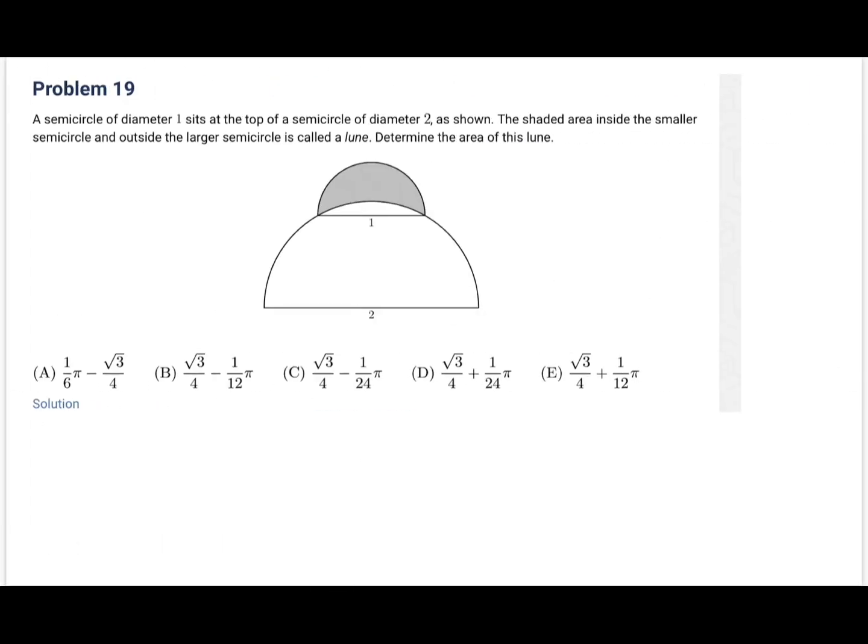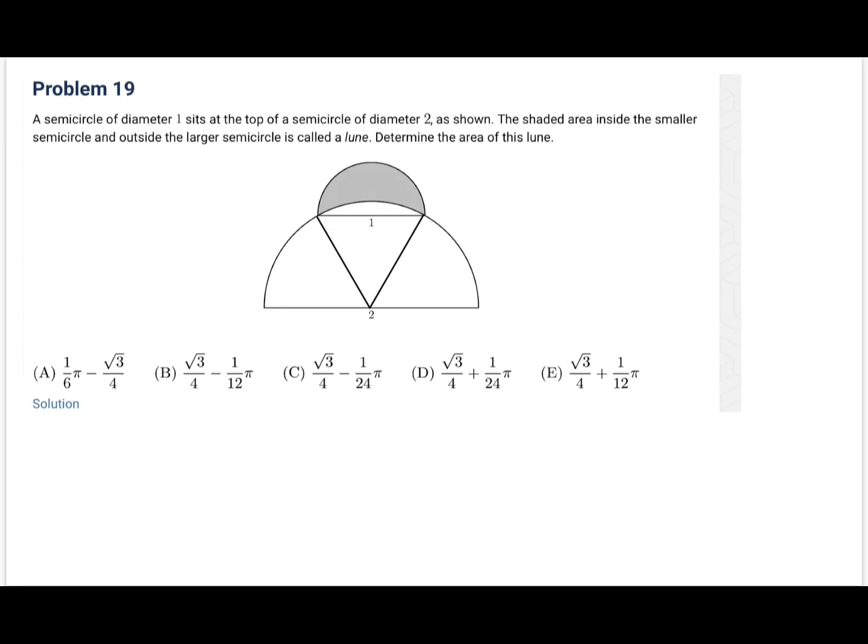Problem 19. A semicircle of diameter 1 sits at the top of the semicircle of diameter 2. The shaded area is called a lune. Determine the area of this lune. Okay, so what we would need to do is make two lines right here and right here. Then we would need to get the area of this triangle, add the area of this semicircle, and then subtract this 1/6 of a circle. Okay, so let's do that.